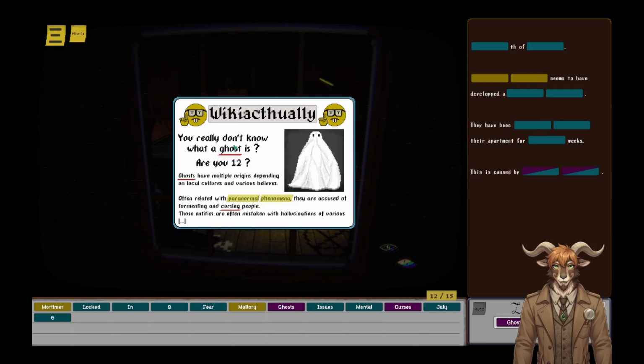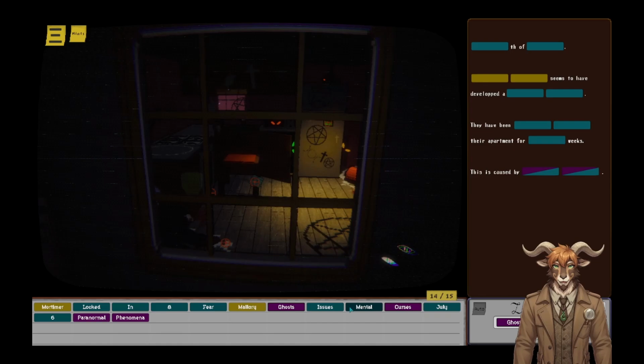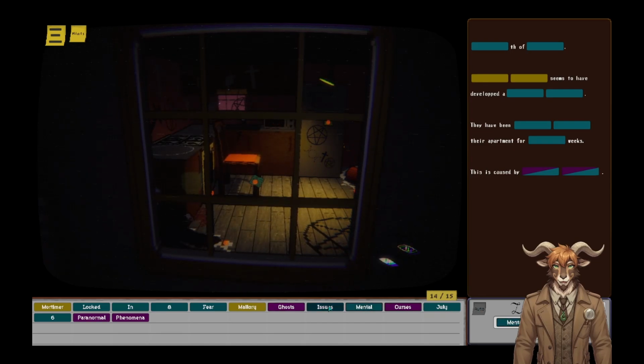You really don't know what a ghost is? Are you 12? Ghosts have multiple origins depending on local cultures and various beliefs. Often related with paranormal phenomena, they are accused of tormenting and cursing people. Those entities are often mistaken with hallucinations of various kinds, and I think that will search up mental issues as well, right?